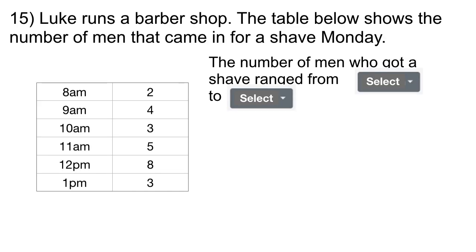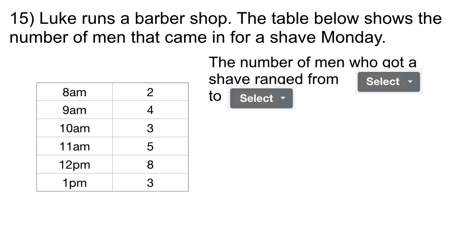Question 15 is another drop-down menu question. And what this is testing is your ability to extract information from a table. So it says, Luke runs a barber shop. The table below shows the number of men that came in for a shave on Monday. You can see here that at 8 a.m. there were 2 guys. At 9 there were 4. At noon there were 8, etc. And then it gives you these 2 drop-down menus.